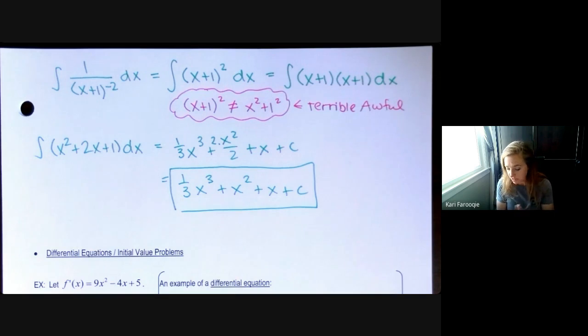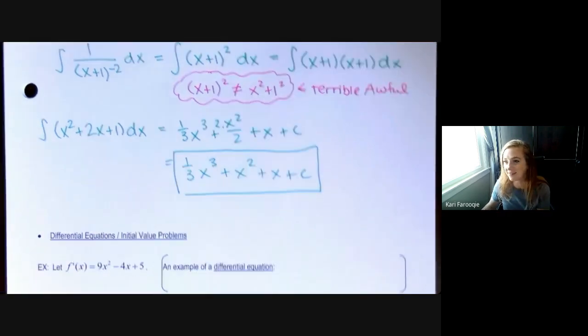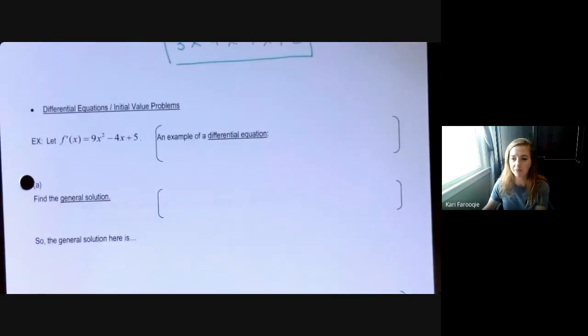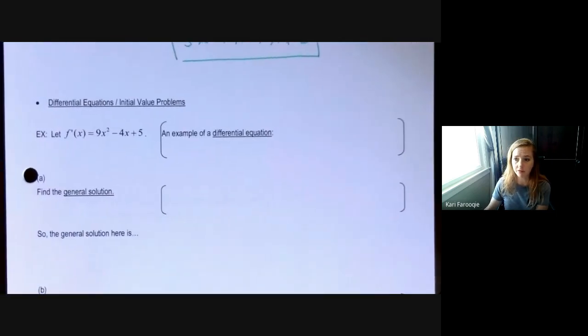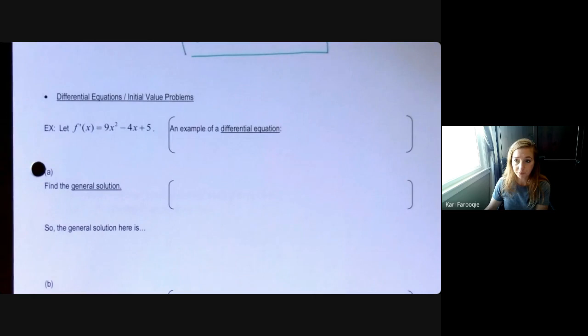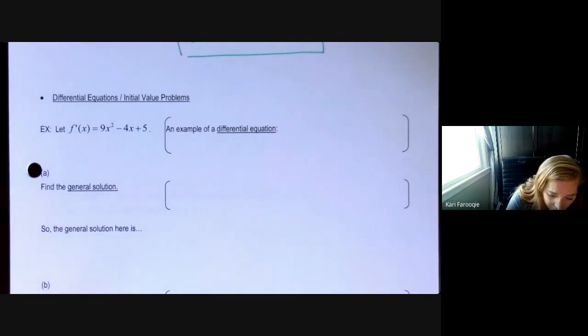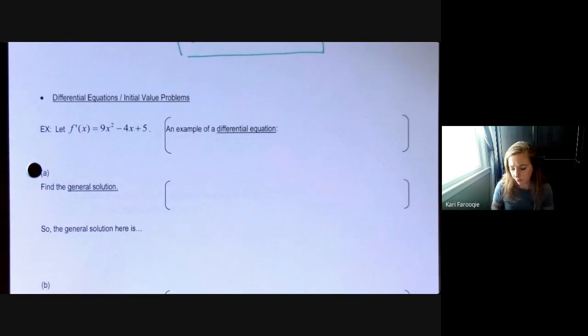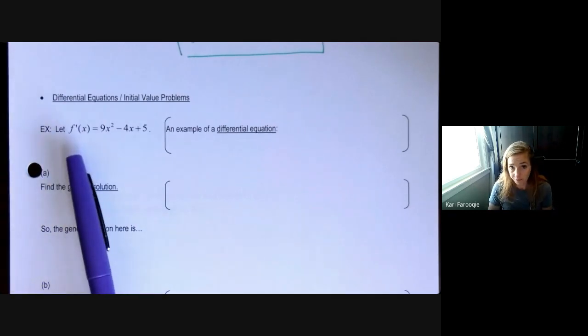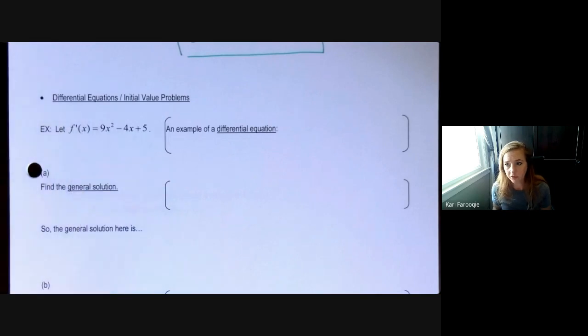All right, let's shift gears here a little bit. I mean, we're still going to be integrating, but we're going to talk about something called an initial value problem and a differential equation. All right, so I'm going to go through this example with you step by step, and then we'll do another one that's a little bit less broken down. Okay, so we're going to let f prime, the function's derivative, be 9x squared minus 4x plus 5. So an example of a differential equation is an equation with derivatives in it.